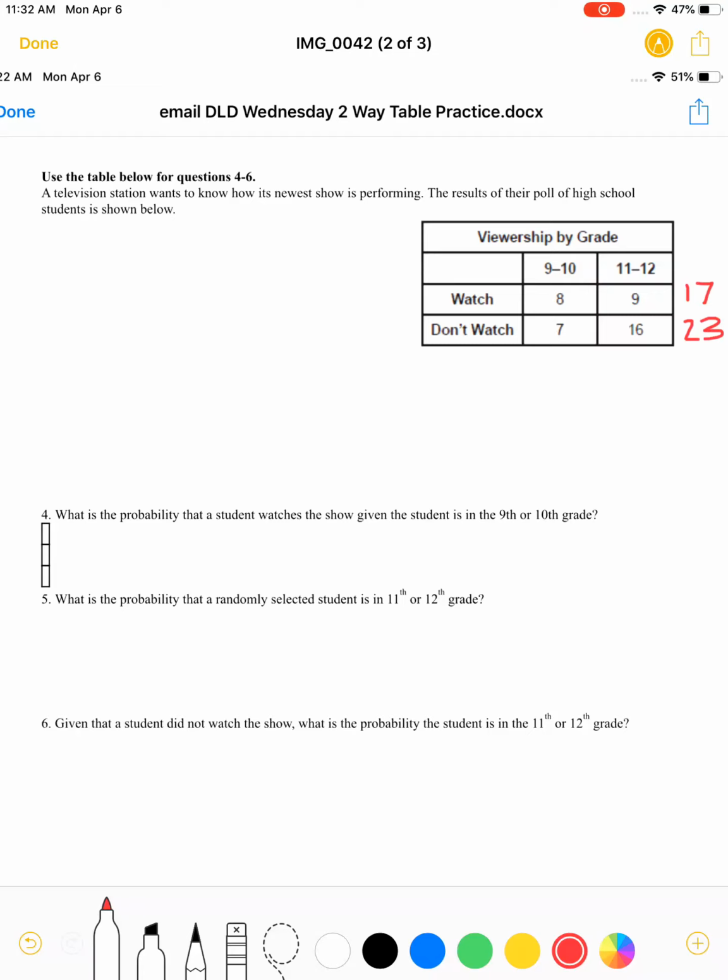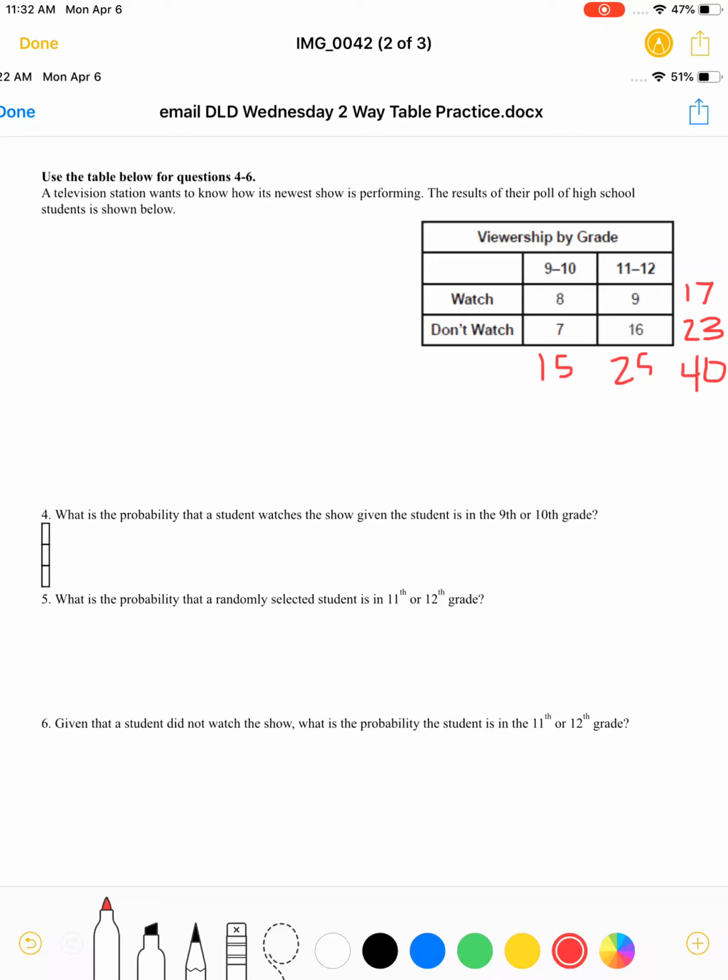Okay, and then if we want to find that total here, we're going to add those together. So 17 plus 23 is going to give you 40. So 40 total kids took that survey. Okay, now let's find out how many 9th and 10th graders. So 8 and 7, which is 15. And then how many 11th and 12th graders, 9 and 16, that's 25. And then again, if we add 15 and 25 together, we get 40.